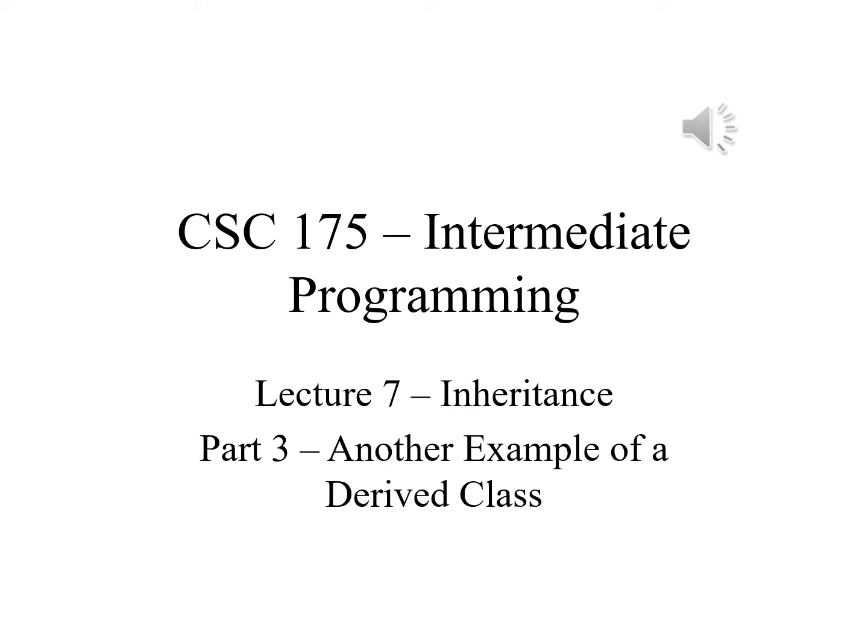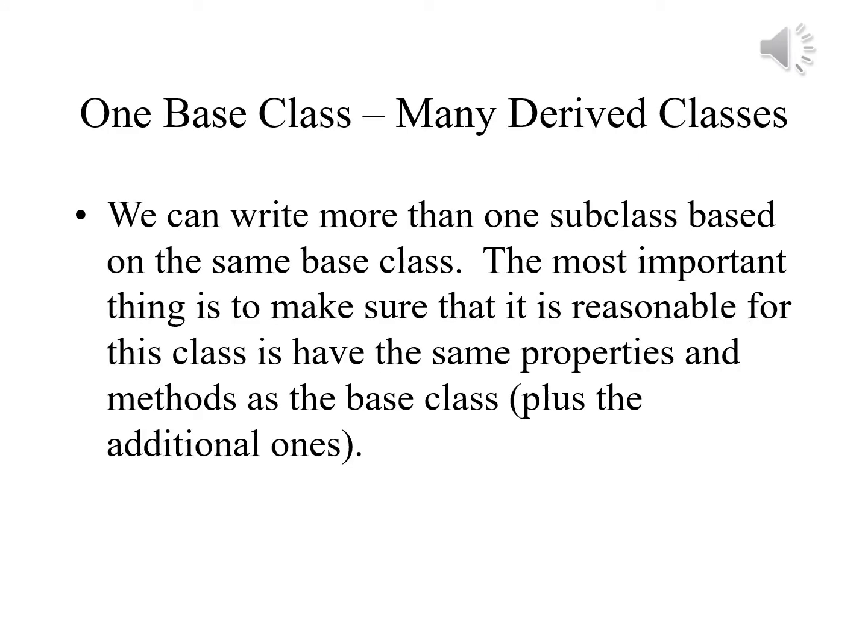In part 3 of lecture 7, we will discuss another example of a derived class. One advantage that we have with inherited classes is that we can write one base class, which in turn can have many derived classes. The most important thing is to make sure that it's reasonable for this class to have the same properties and methods as the base class.